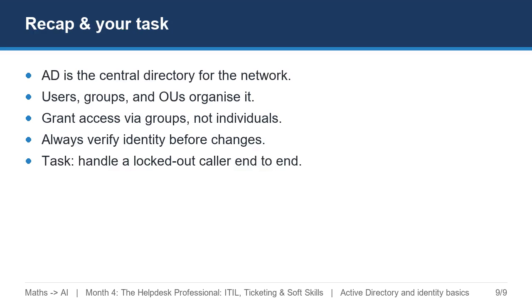Let's recap. Active Directory is the central directory that stores users, computers, and access for a Windows network. Users, groups, and OUs organize it, and you grant access through groups, not individuals. Most tickets are either a lockout or a password reset, and you always verify identity before making any change. Your task: write out how you'd handle a caller who's locked out with a meeting in 10 minutes. Cover the verification step, how you decide lockout versus reset, the action, and your closing line.